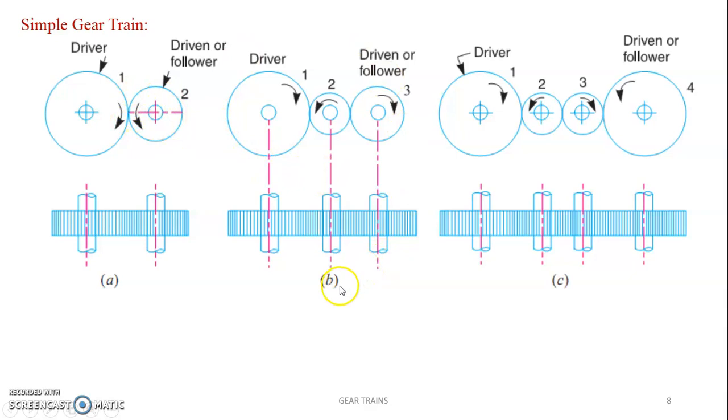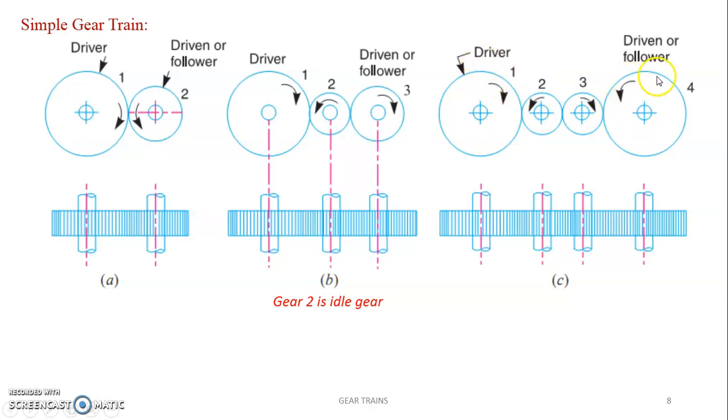In the next example, 3 gears are given. There are 3 shafts, and on each shaft there is one gear: gear 1, gear 2, and gear 3. In this gear train, 1 is the driver and 3 is the follower, and 2 is nothing but the idle gear. Next, even this is also a simple gear train. Why? Because on each shaft only one gear is there. There are 4 shafts.